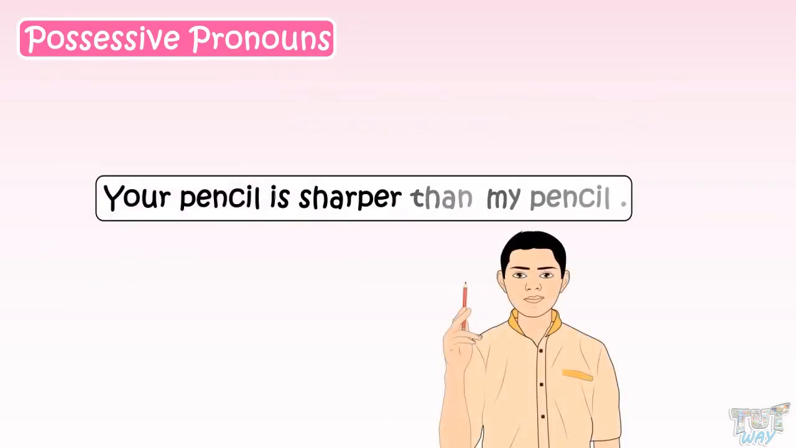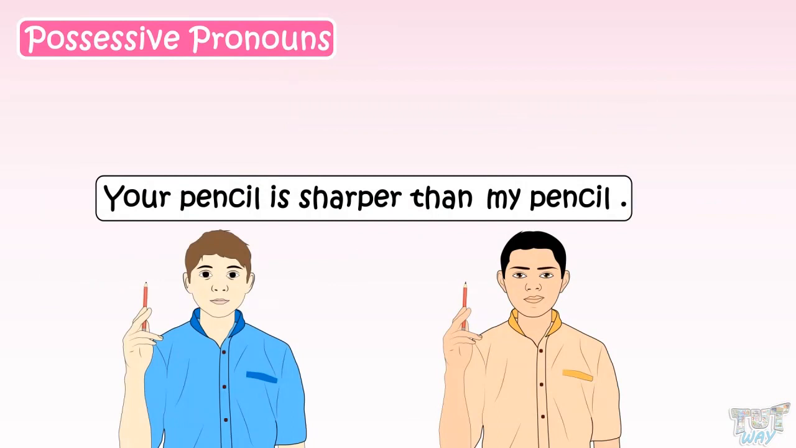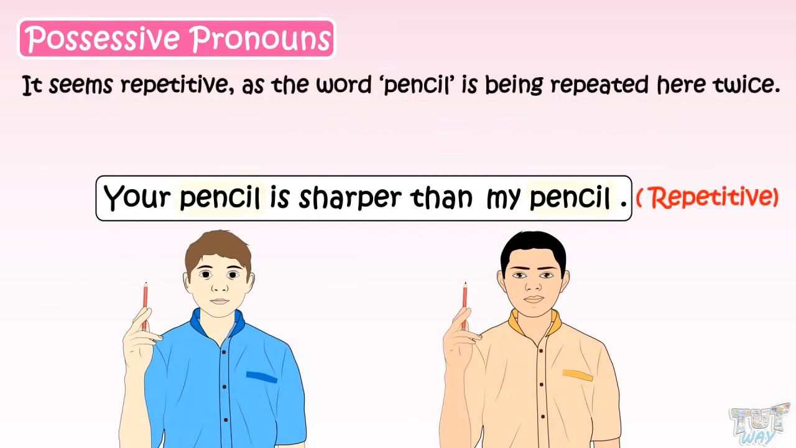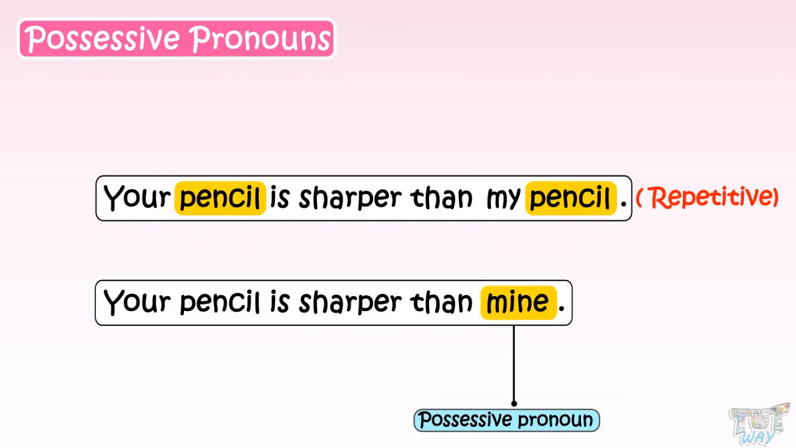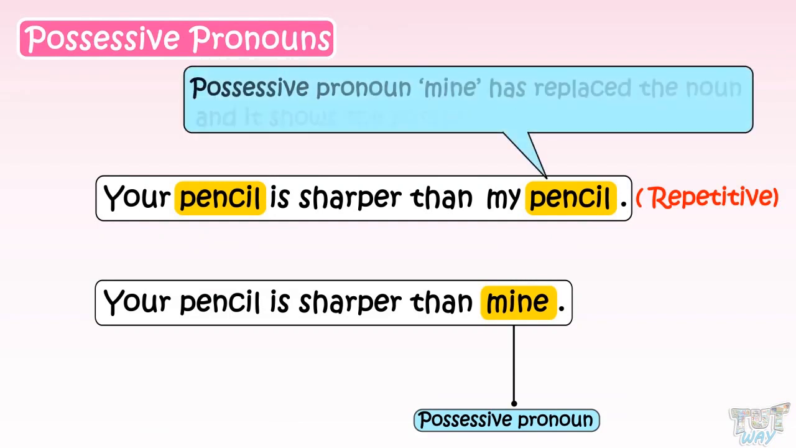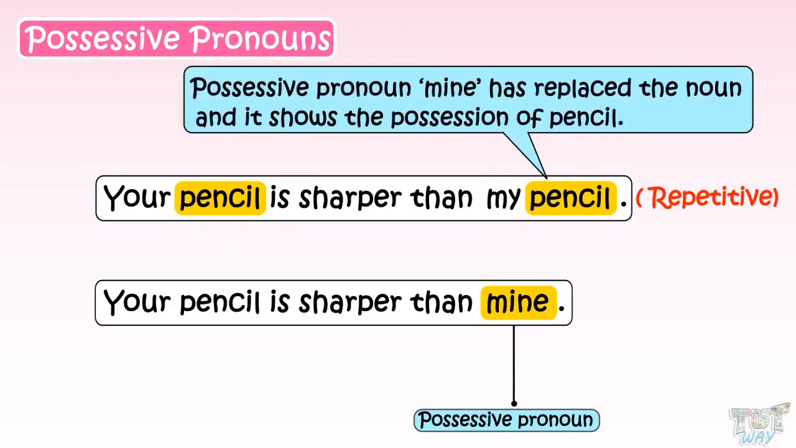Your pencil is sharper than my pencil. Again, it seems repetitive, as the word pencil is being repeated there twice. So you can use a possessive pronoun to replace a noun. Your pencil is sharper than mine. Here we have used the possessive pronoun mine. It has replaced the noun very well, and it shows the possession of the pencil.